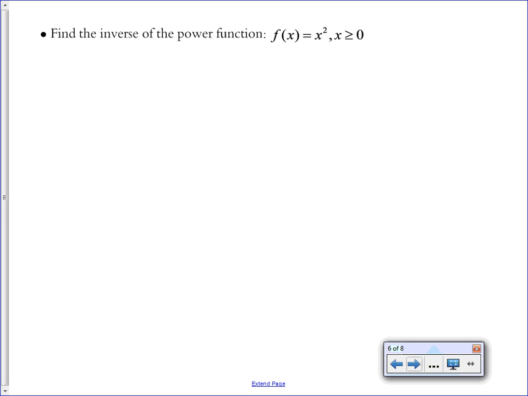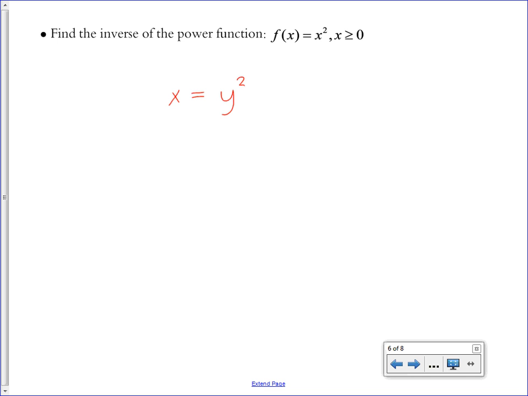Find the inverse of a power function. So what if I have a function that's not a straight line? This one would be quadratic. Well, now I have specified here that x is greater than or equal to 0 for a reason. If I switch x and y, make this x equals y squared, in order to get that to be in function notation, I need to square root it.